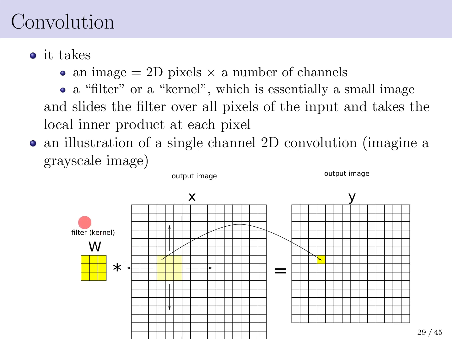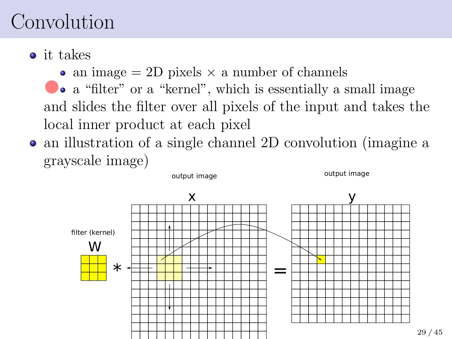So this is the convolution. Let me get started with the convolution. The convolution takes an image, or in the case of 2D images, 2D pixels multiplied by a number of channels. A channel means a component in an image. For example, in a grayscale or black and white image, the number of channels is one. But in color images, it may have three channels, so R component, G component, and B component, for example.